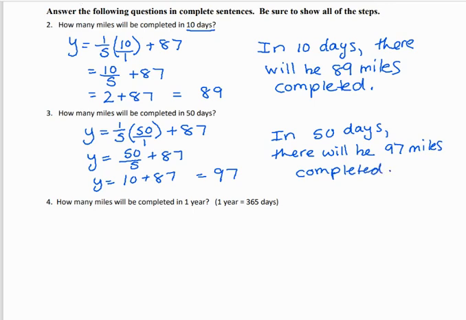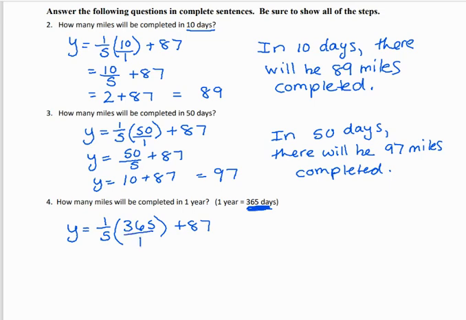All right, so let's see for number 4. Remember, it says 1 year, but we're not going to plug in 1 because our x represents days. So that's why we need to plug in 365. If it said 2 years, then we would figure out what 365 times 2 is and plug that in. All right, so we'll have y equals 1/5 times 365 plus 87.